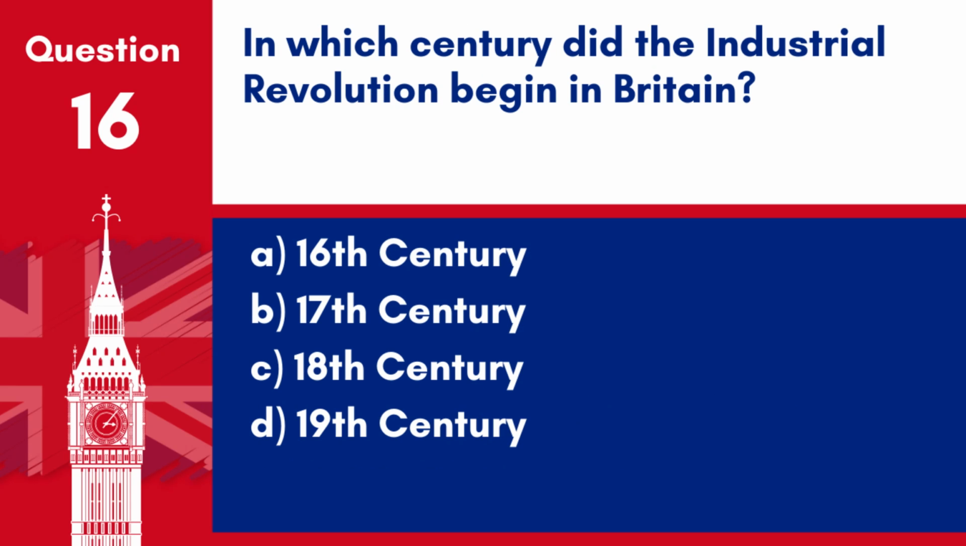Question 16. In which century did the Industrial Revolution begin in Britain? A. 16th century. B. 17th century. C. 18th century. D. 19th century. Answer: C. 18th century. The Industrial Revolution began in Britain in the 18th century.